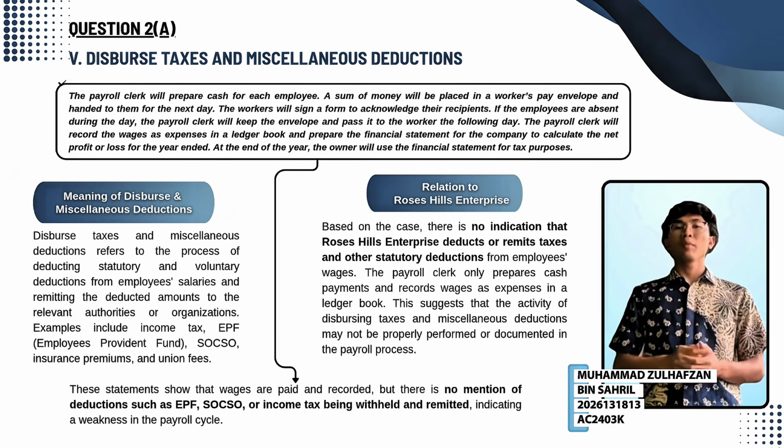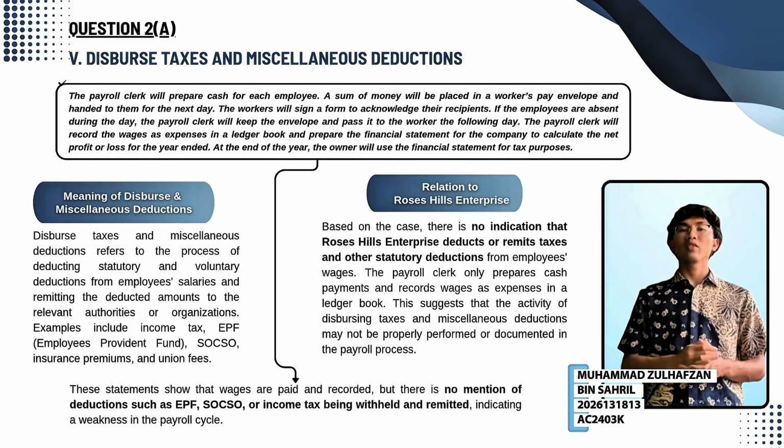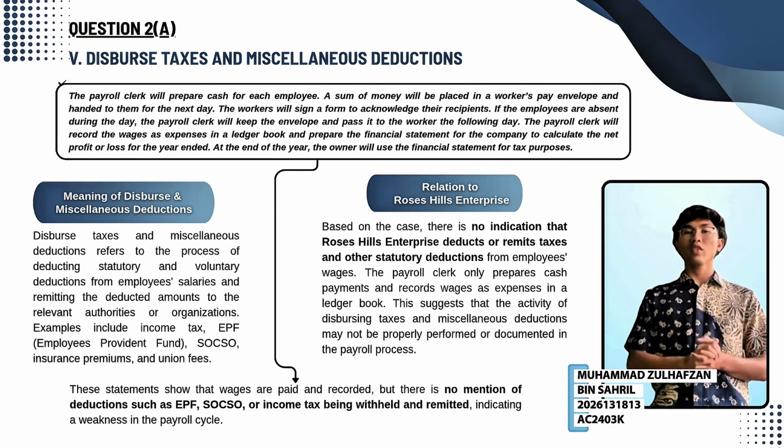In conclusion, the payroll system should include a proper process to calculate, deduct, record and remit all statutory deductions to ensure compliance with regulation and improve the effectiveness of the payroll cycle.